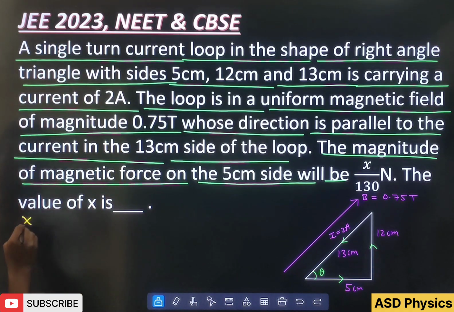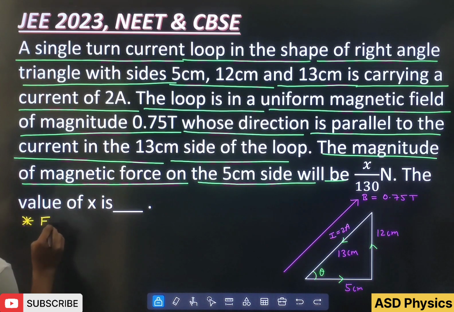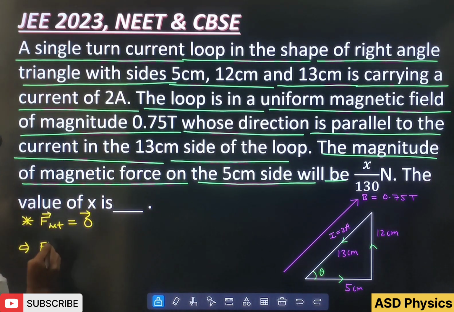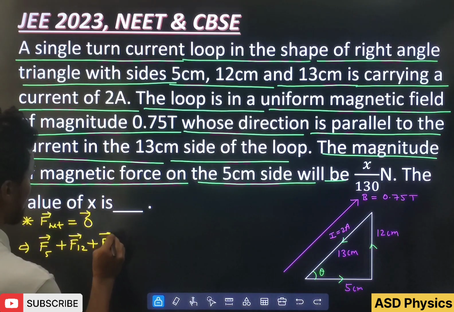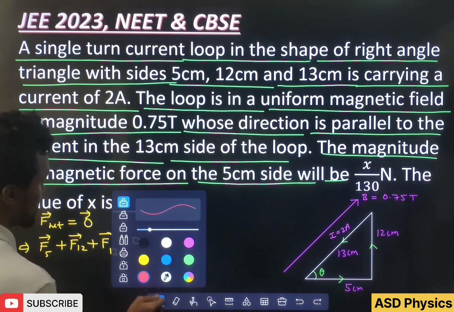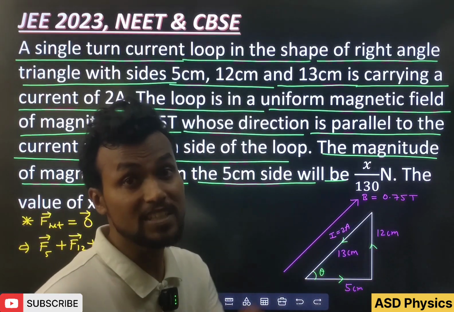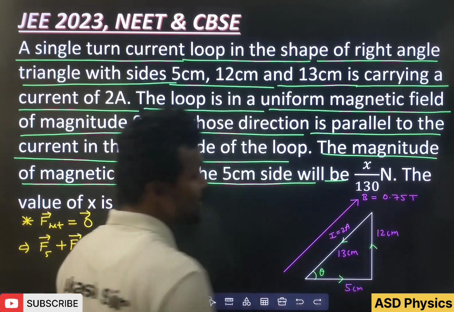Okay. So again you can see very well, a closed loop is there. No? Closed loop is there. So the net force will be how much here? The net force will be 0. Correct? The net force will be 0. After that, let's see here please. I can write here, some segments are there, 5, 12, 13. So let's take F5 plus F12 plus F13 is equal to 0 here. Is it? I'm just telling you. Then you know very well, on F13 how much force will be there? 0 force will be there. Because the magnetic field is upward, the current element is downward, 0.